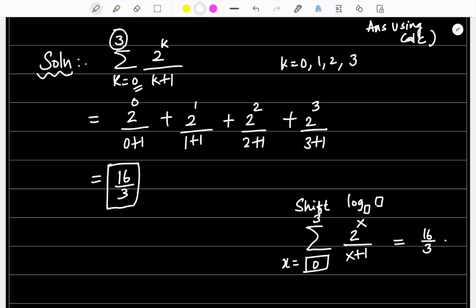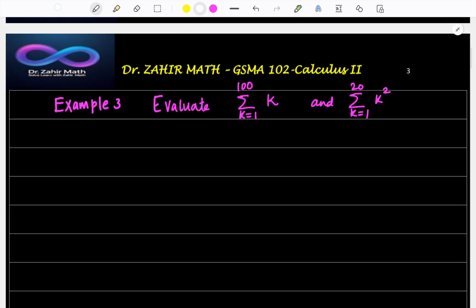So now shift and then press 1. Press the fraction mode. This is called fraction mode. Your cursor is already in that place. So 2 power alpha x divided by x plus 1, alpha x plus 1. And then go to the summation side. When you go to the summation side, it will be 0, and when you go up, it will be 3, and this equals 16 over 3. Yes, I got it from the calculator. Let's go to the next question.